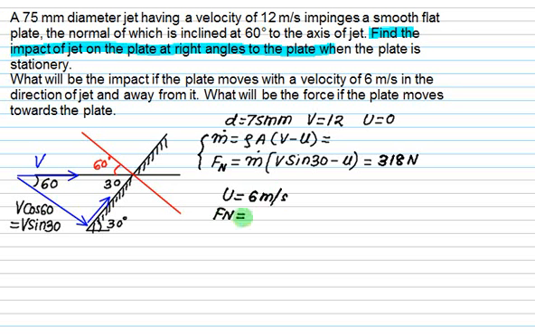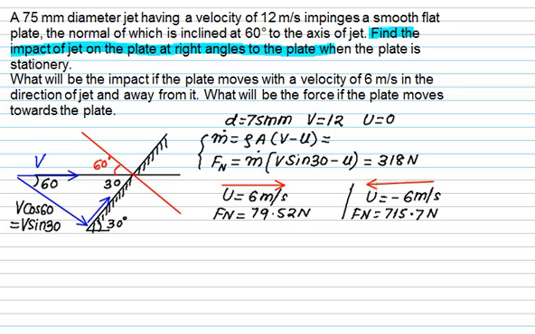So what will be Fn in that case? Third part says the value of u will be equals to what, -6, because jet is moving towards the plate. So this time Fn will be, use the same equation, 715.7. The sign convention will be like this. If u is in the same direction of v, take it positive. If in the opposite direction, take it negative.